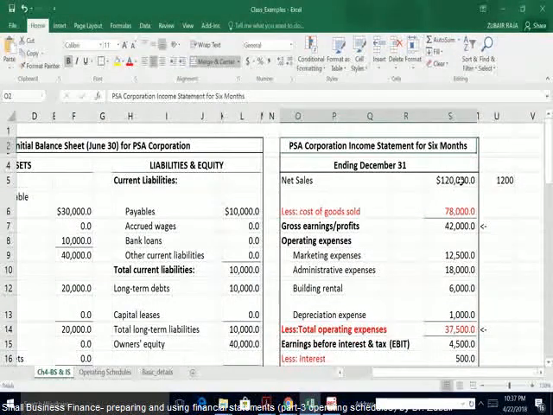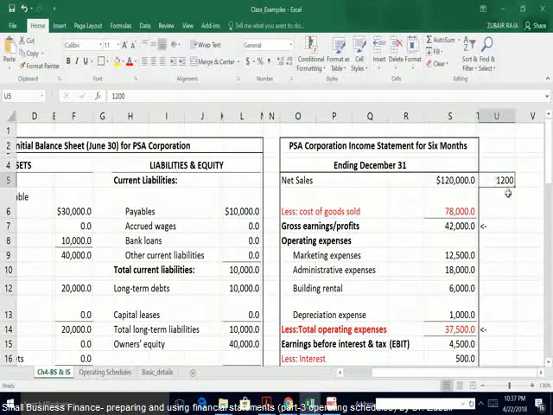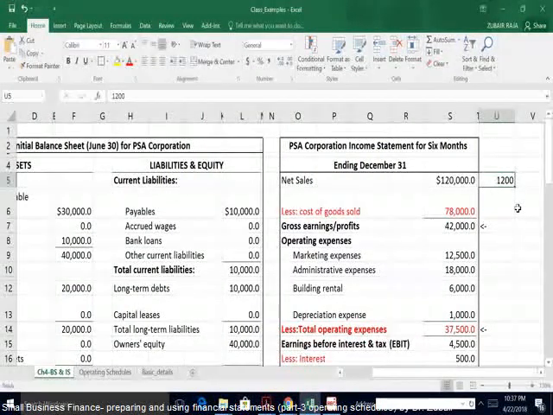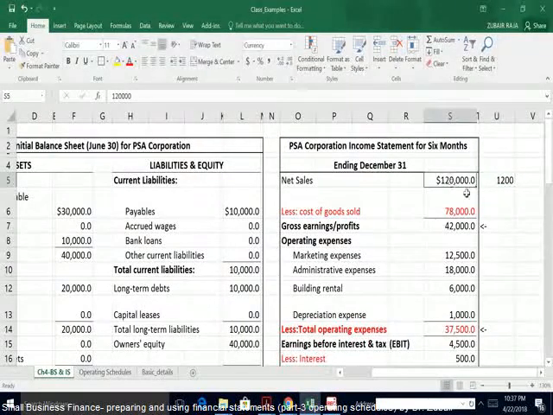It's already given that 1200 units are sold in 6 months and each unit's price is $100. Because there are 1200 units sold in 6 months, total net sales is $120,000. So this is very easy to compute.